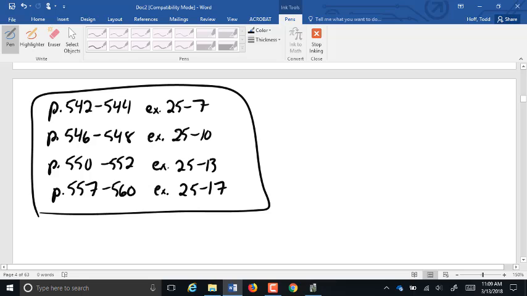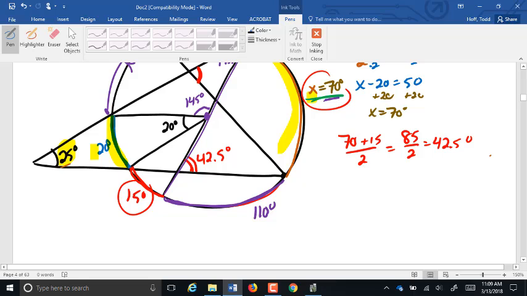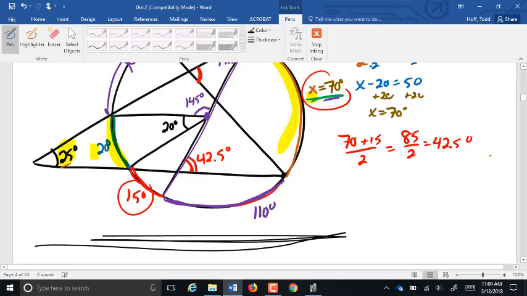I will warn you, tomorrow will be a quiz on these circles. That quiz might look similar to a problem like this. So you'll need to be able to piece all these things together.